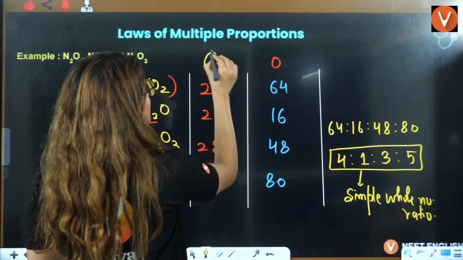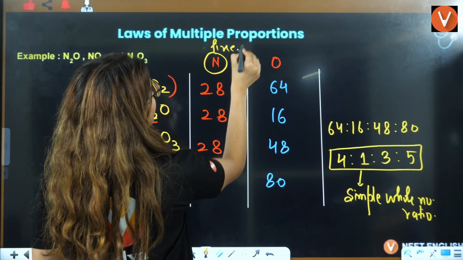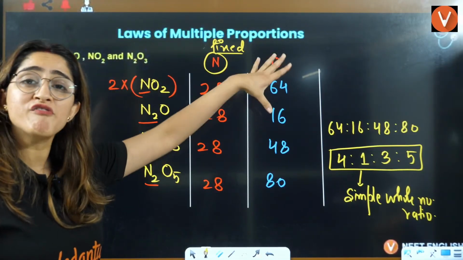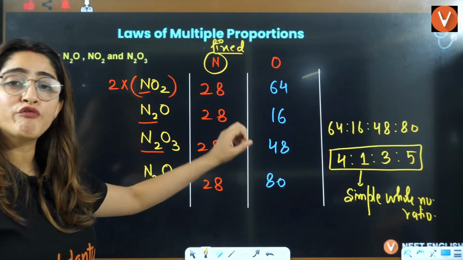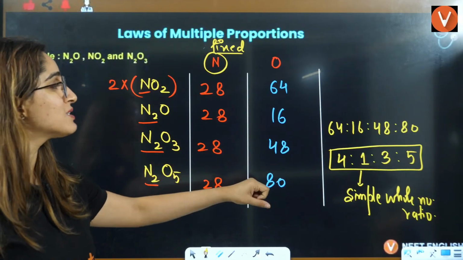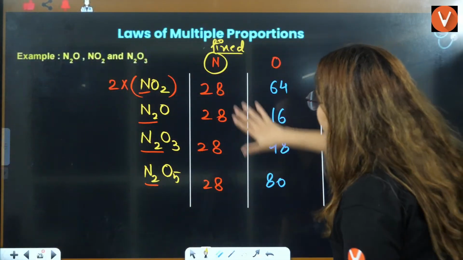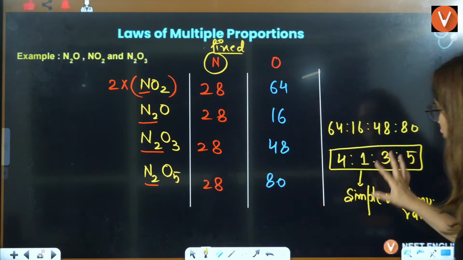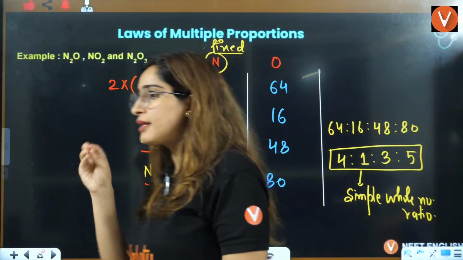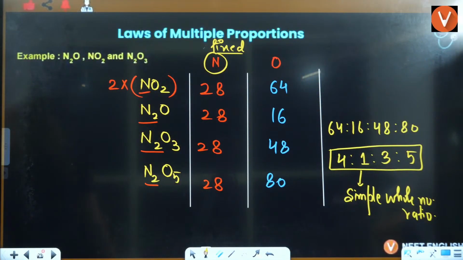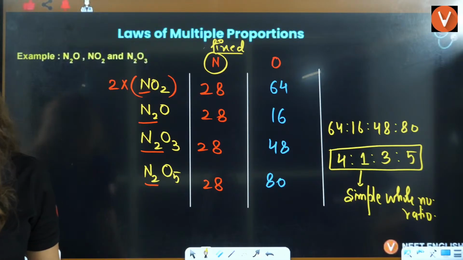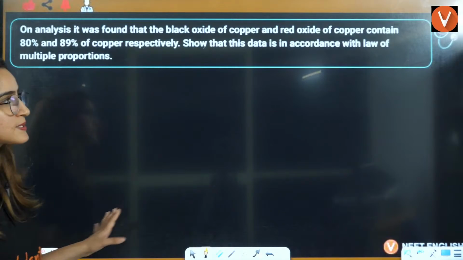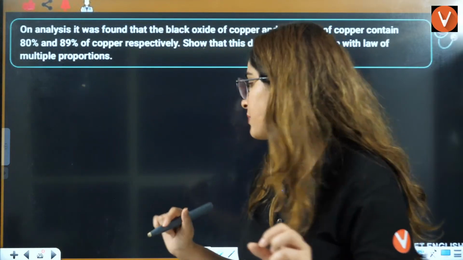You fixed this mass. One mass you have to fix. When you fix one mass, then you take the ratio of the other masses, of the element you are left with. Now I have fixed nitrogen here. So the ratio of oxygen in all the cases is coming out to be in the simple whole number ratio. This is the law of multiple proportion. Okay, got it? Now, let us see some questions based on this.